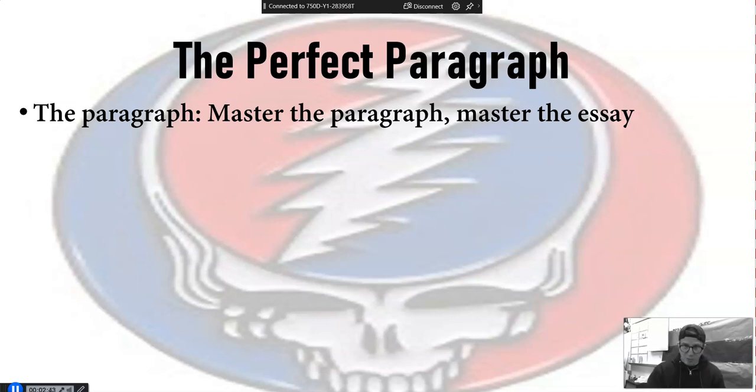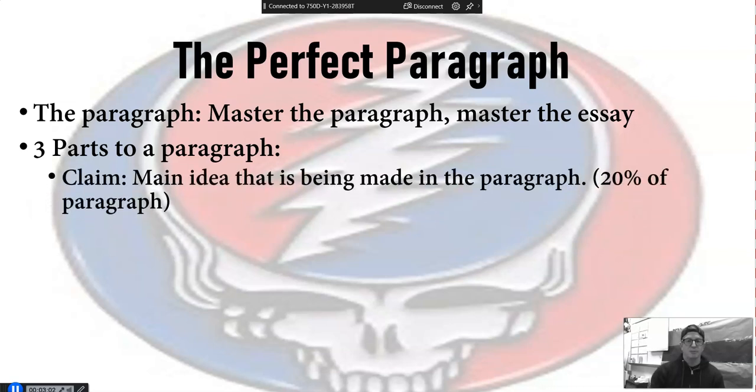To master the paragraph is to master the essay. If you get the structure of a paragraph really well, then you will be able to write a good essay, because an essay is just made up of several paragraphs. A paragraph has 3 parts to it. First, it's the claim. The claim is the main idea that is being made in the paragraph, and it should only take up about 20% of your overall paragraph. It's the main idea reduced to a basic sentence or 2 sentences.